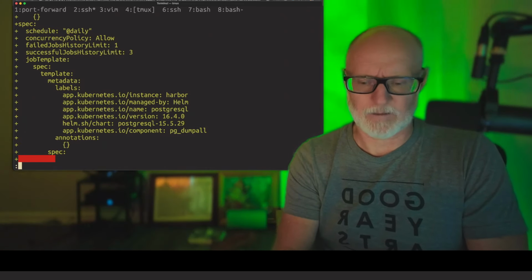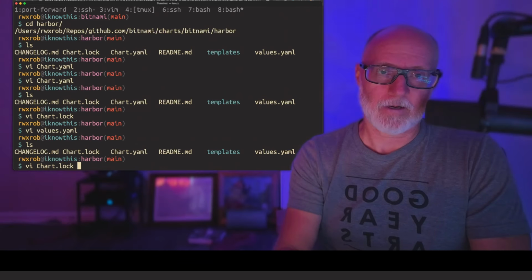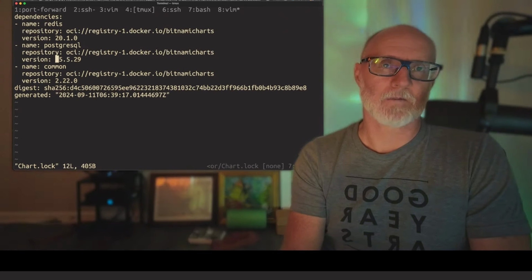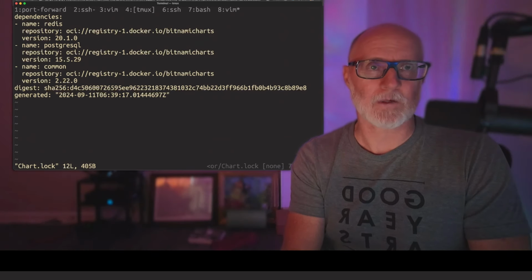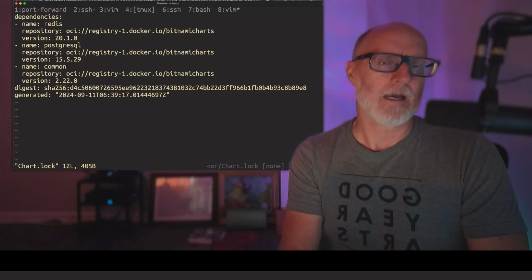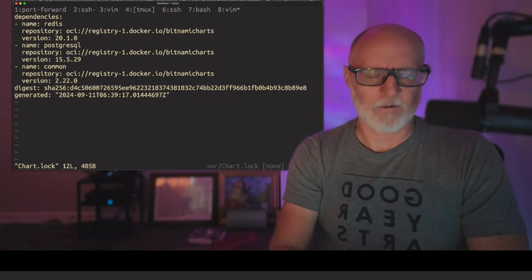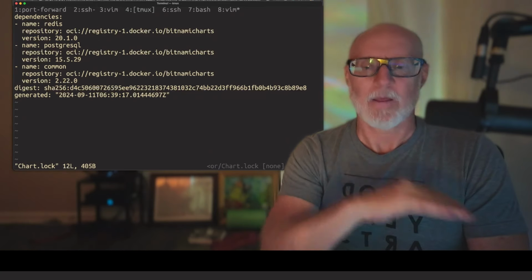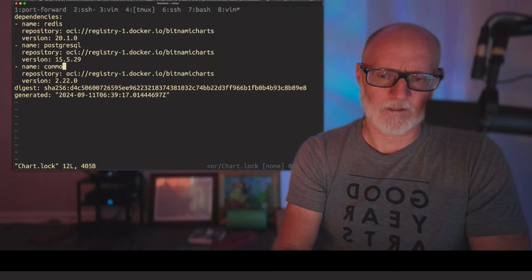Let me show you the other thing. By the way, here's the chart lock while we're there. Here's the chart lock that says you are getting Postgres chart version 15.9, which is Postgres version 16.4. That is hard coded and is the gospel. It doesn't matter that the values file is totally screwed up and tagged to version 13 of Postgres. That is the gospel. Therefore, you can go forth and conquer knowing that that is the way it's supposed to be.